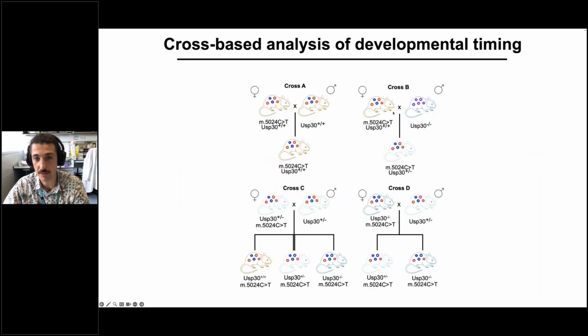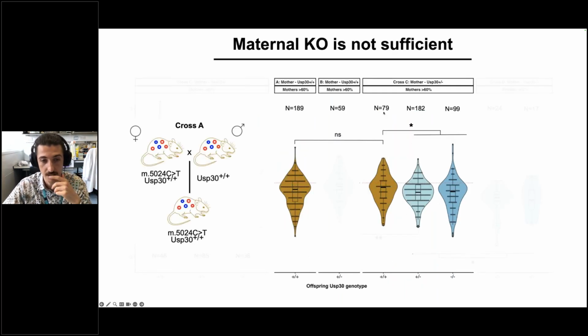So we used this concept and combined it with crossing the mice in different ways to dissect the developmental timing of selection and mutational removal. For example, here the allele only comes from the father, meaning that it's only expressed after the maternal zygotic transition. The first comparison we did was to compare offspring whose mother was USP30 heterozygous, so their PGCs and oocytes were heterozygous, with offspring of mothers where the knockout allele was not present at all. And we can see there's no significant difference, meaning that having a knockout allele only in the maternal germline is not sufficient.